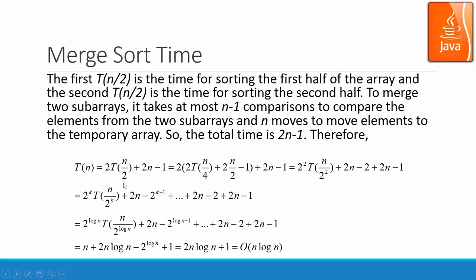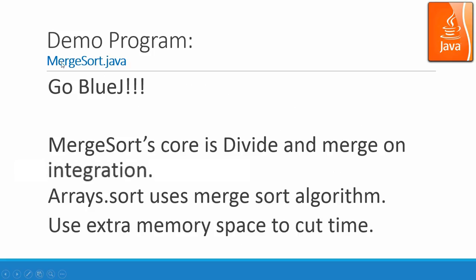So this finishes the first recursive call. And then we recursively expand another level. If we fully expand it, we end up with such a result. So this is an n log n algorithm. It is faster than an n squared quadratic algorithm. So MergeSort's core is divide and merge. Arrays.sort uses the MergeSort algorithm, so this standard method uses a sort algorithm.